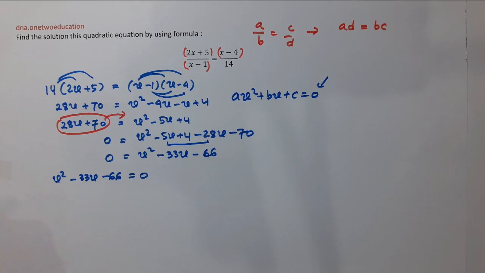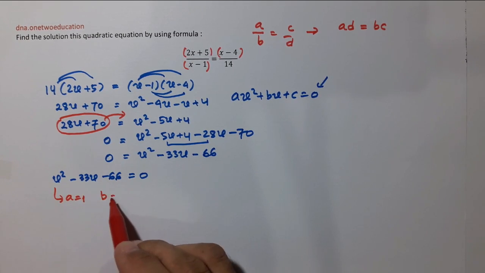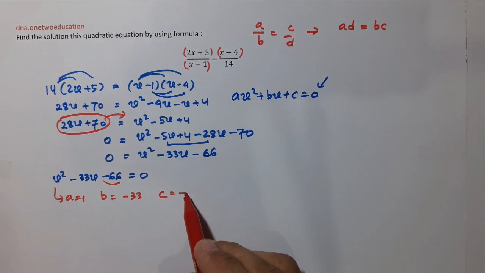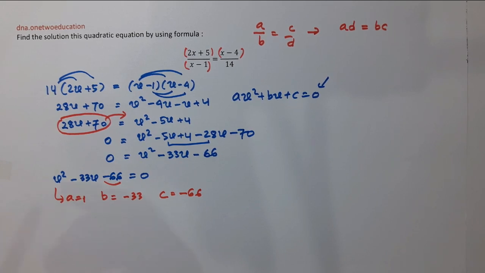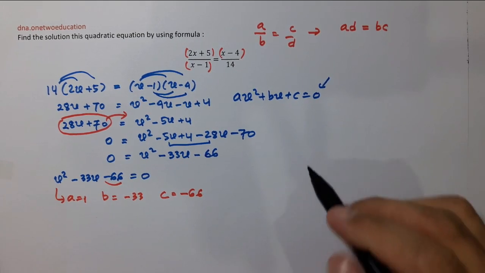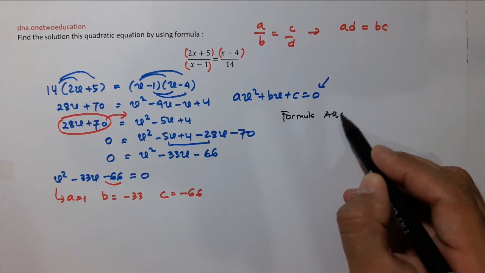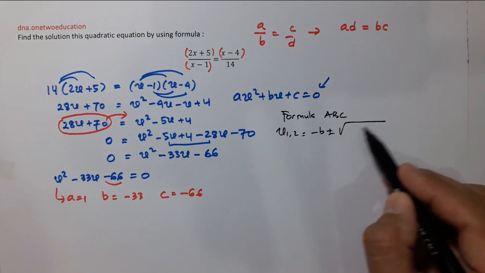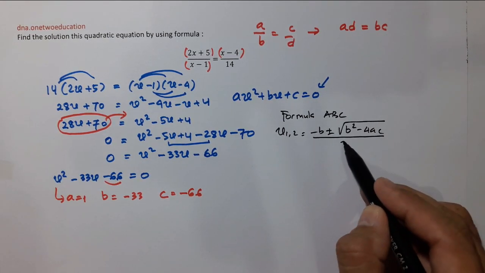Okay, so what is the conclusion? Yes, we can take the coefficients first. A equals 1, B is minus 33, and then C is minus 66, right? Okay, so I think it's very simple, right? So now we go to the formula ABC. The formula: x1,2 equals minus b plus minus root of b squared minus 4ac over 2a, right?